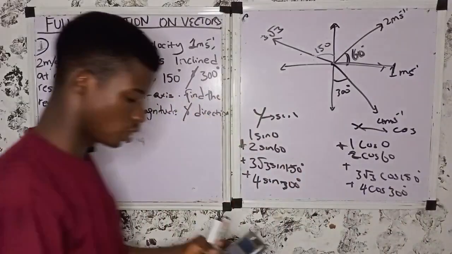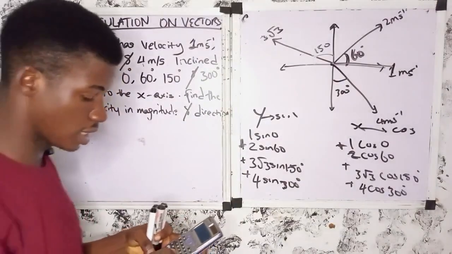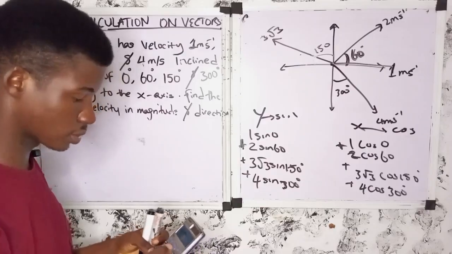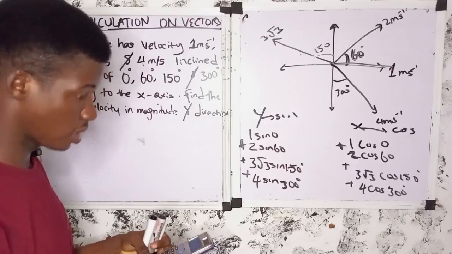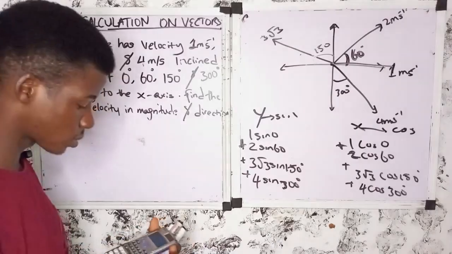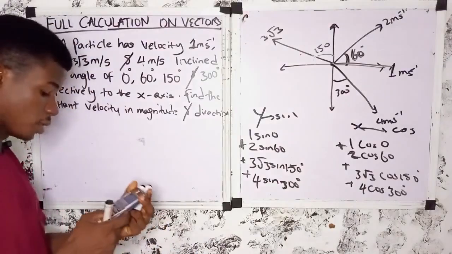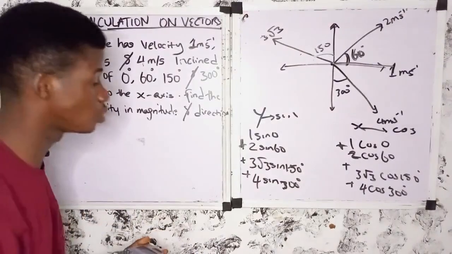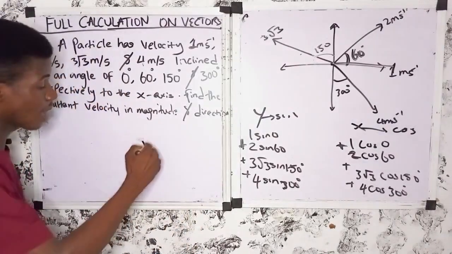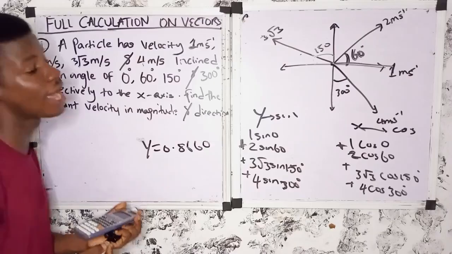I'm not going to waste time again. So let me add 1 sine 0 plus 2 sine 60 plus 3 root 3 sine 150, then plus 4 sine 300. We have root 3 divided by 2. The total is root 3 divided by 2, which is a fraction. Let me turn it to decimal. So our y is equal to what? 0.8660.